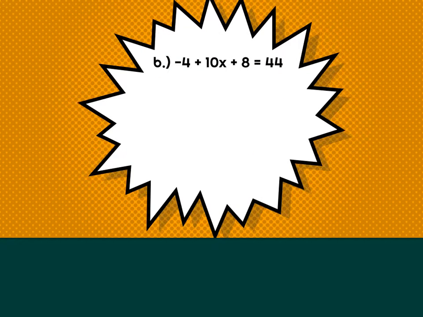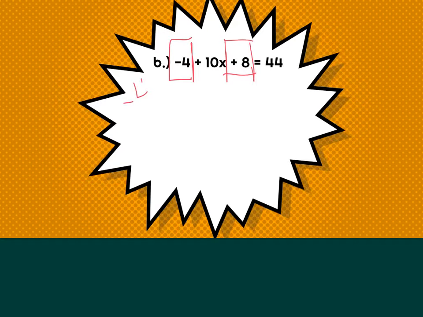Negative 4 plus 10x plus 8 equals 44. Again, there are no parentheses, so we don't need to distribute, but we can combine like terms. Let's look at the terms we have. We have a negative 4, a positive 10x, and a positive 8 with the positive 44 on the other side of the equal sign. We only need to combine on this side of the equal sign, so we will look at the constants which can be combined.